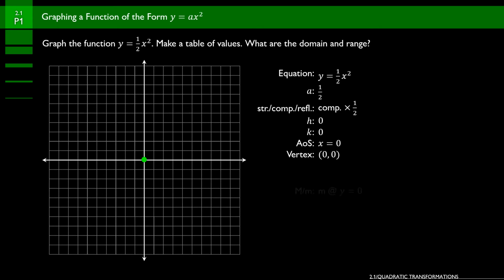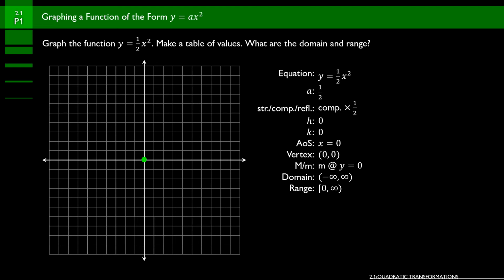Then we look at our maximum or minimum. Since this graph opens up, we have a minimum, and the k value is 0, so that means that the minimum is at y equals 0. Domain, as always, is going to be all real numbers, and then our range, since we have a minimum, our first value is 0, and since it opens upwards, it's going to be going to infinity.